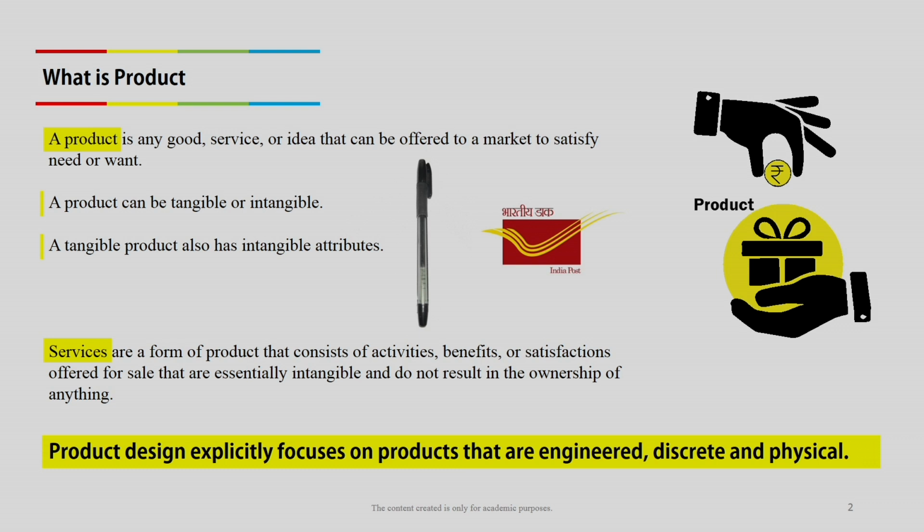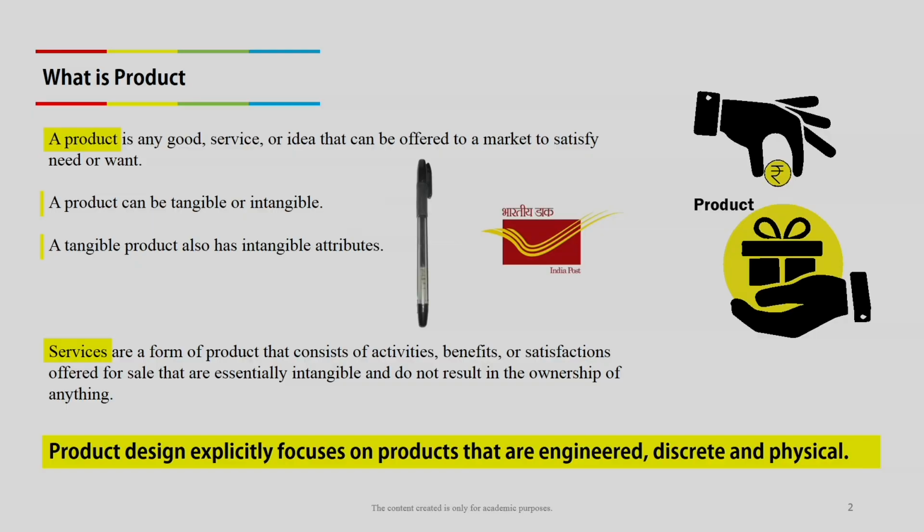In case of intangible products, we have to keep in mind two things: services and experience to satisfy our need or want. Product is not in isolation, it is under product, service and system. And we also should keep in mind that product design explicitly focuses on products that are engineered, discrete and physical. What is discrete? Discrete means individually separate. Industrial mass manufacturing produces products which are discrete.